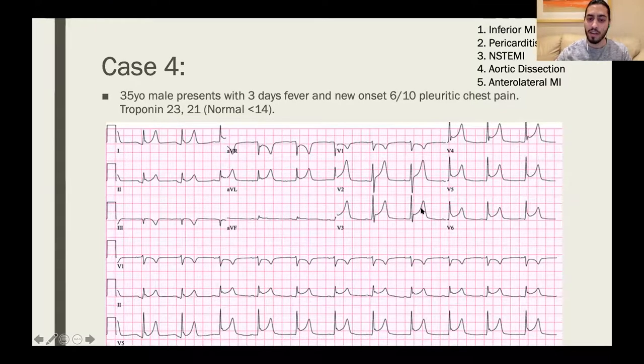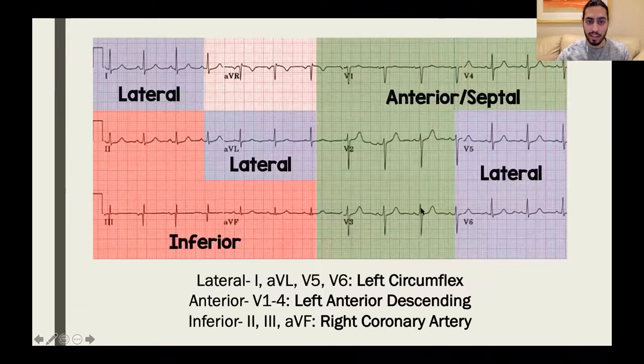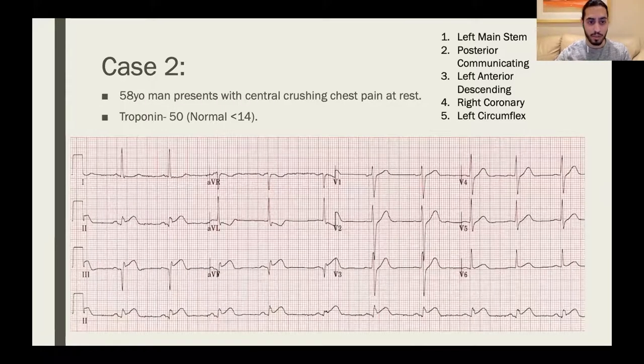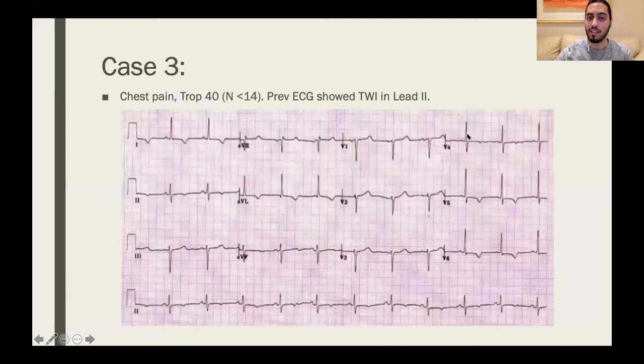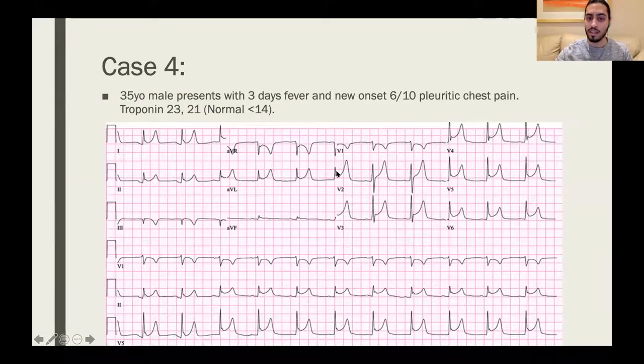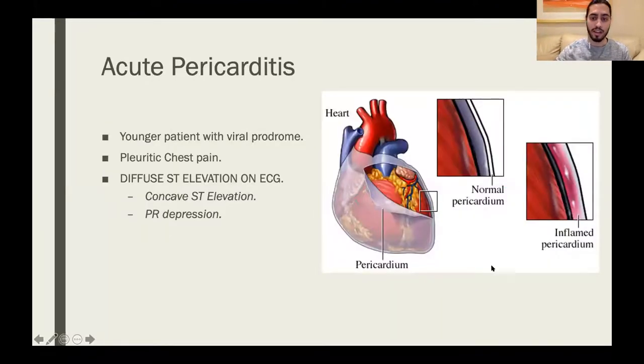In an MI, if we go back to this one and compare it to this ST elevation, this is a much flatter ST segment. So if you have a real MI, you get flattening of the ST segment and then ST elevation. In pericarditis, you have this concave looking ST elevation, and you also can get some PR depression, but that's a bit less of an obvious finding. So that's worth remembering with acute pericarditis.